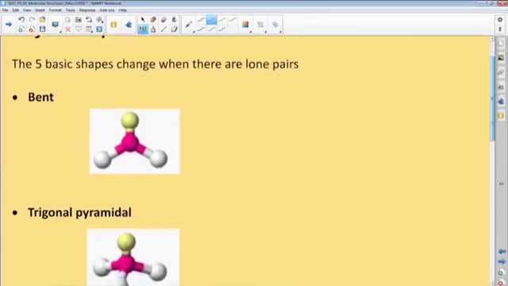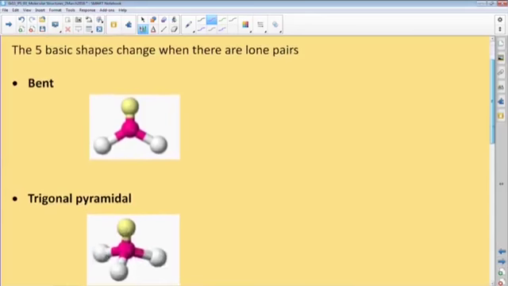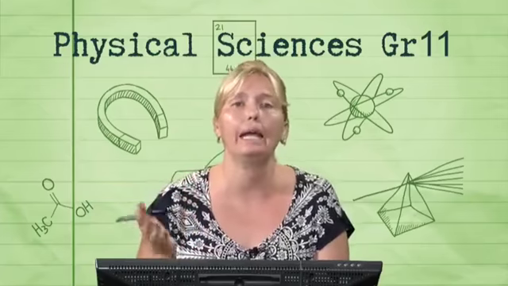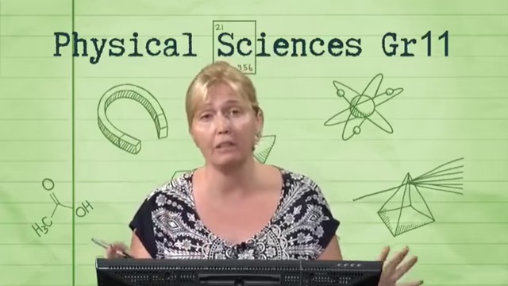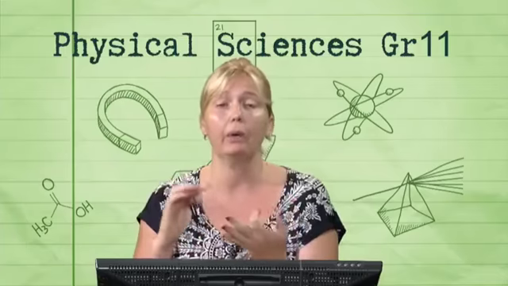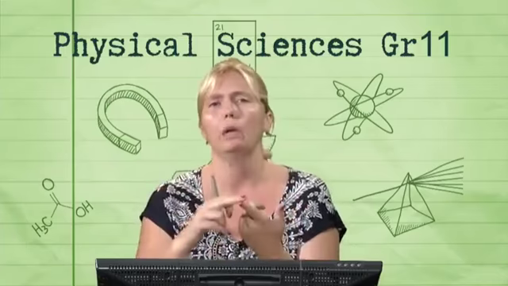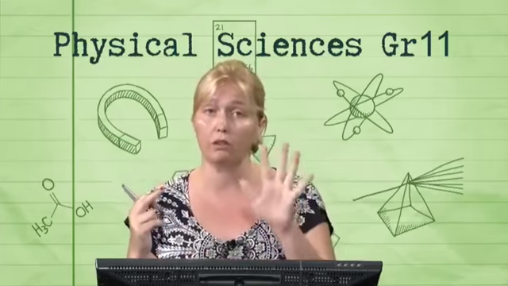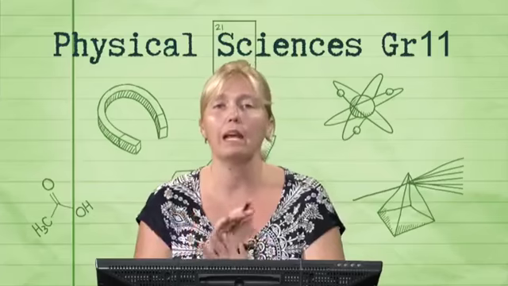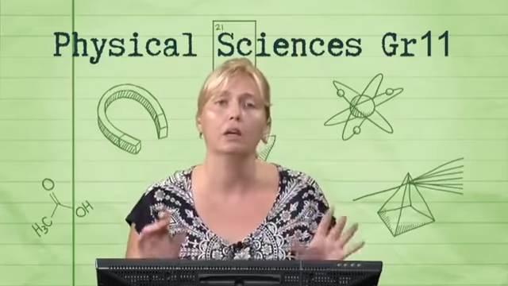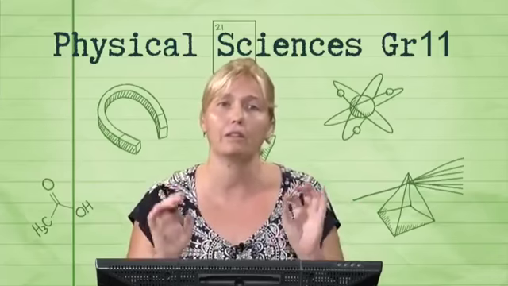Okay. Now, as you know with science, when we have a basic idea, we then get more complicated and add a few things to it. And now we're adding lone pairs. So we had our 5 basic shapes: linear, trigonal planar, trigonal bipyramidal, octahedral, and tetrahedral. Okay, so we had those 5. Central atoms had no lone pairs. Now our central atoms have got lone pairs. We need to have a look at how that affects the shape.